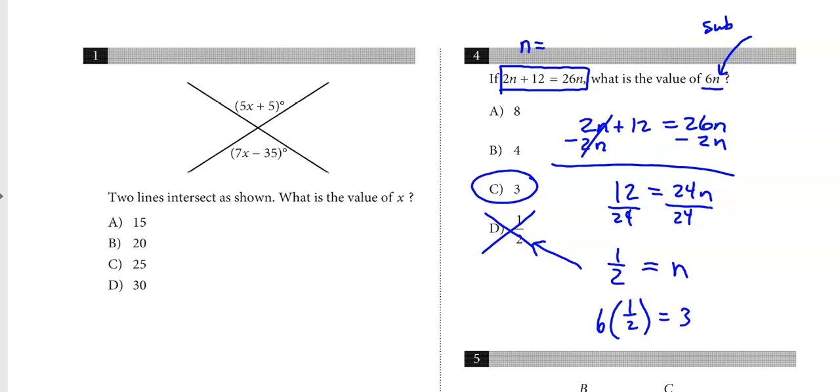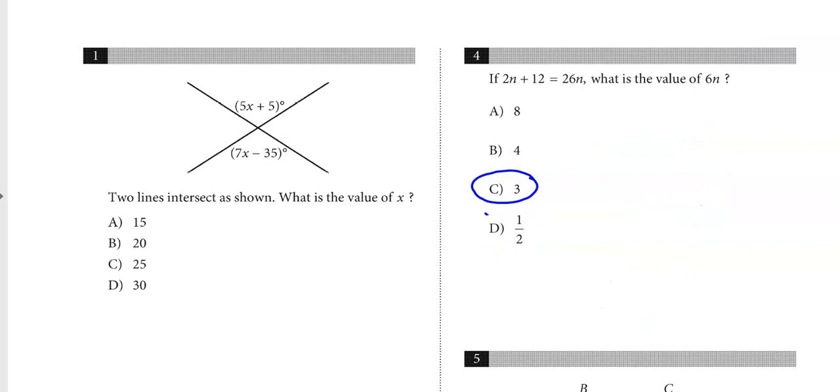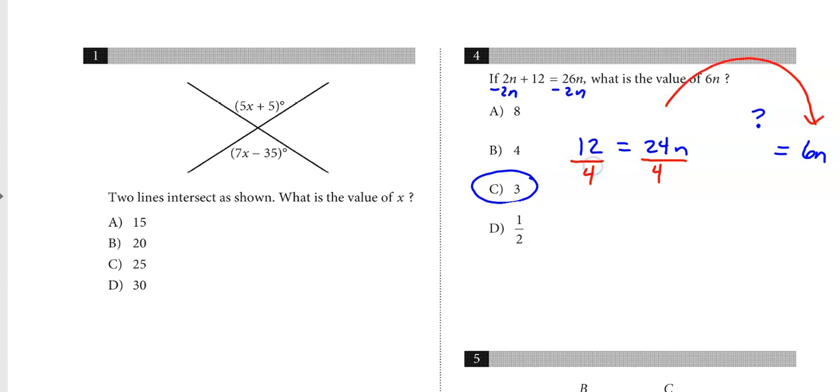There is a faster method. On the SAT, we're concerned with speed, so let me show you a faster method. When I subtracted the 2n from both sides, I noticed that 12 equaled 24n. They want to know what 6n equals. To get from 24n to 6n, I just divide by 4. So I could have just divided this side by 4, which would give me 3.